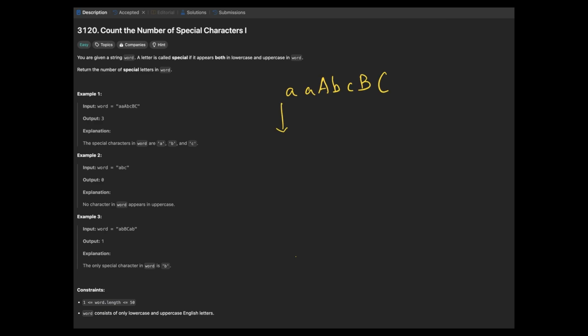Now let's walk through an example word. Here the first character is lowercase a. ASCII value of a is 97. Subtracting 32 from this value gives 65, which is the ASCII value of uppercase A. Since uppercase A also appears in the word, lowercase a is a special character.